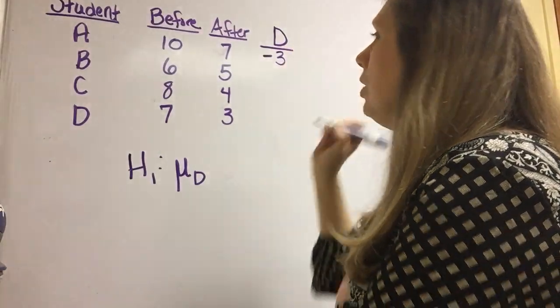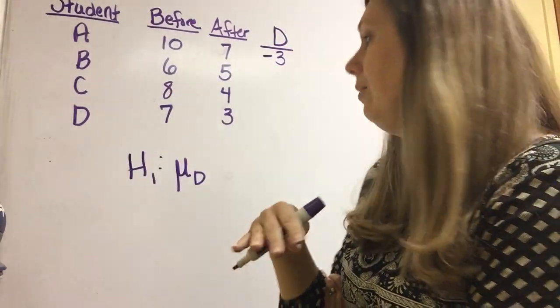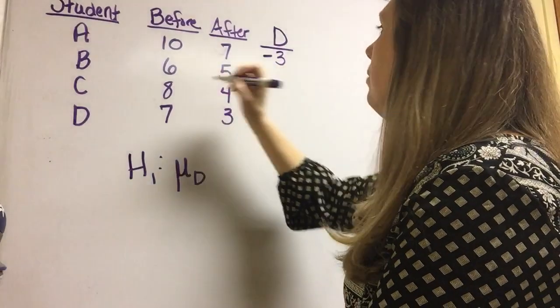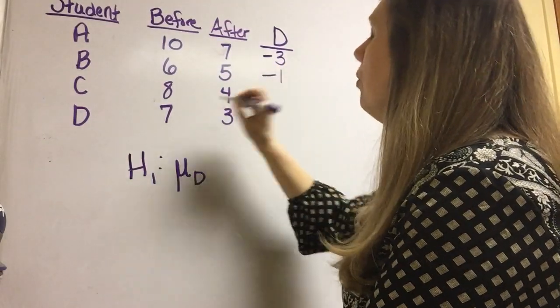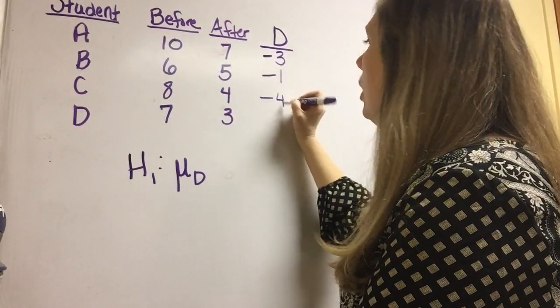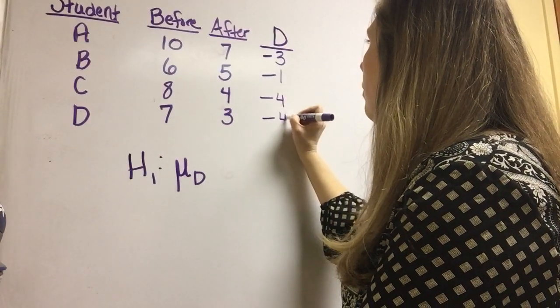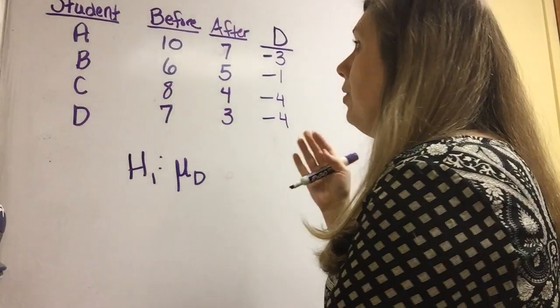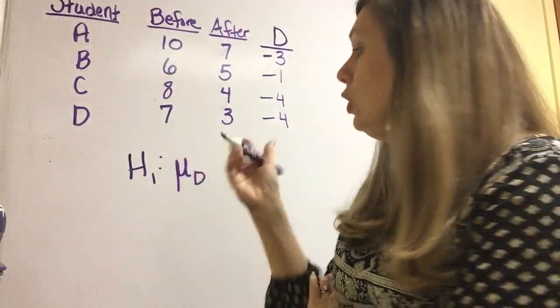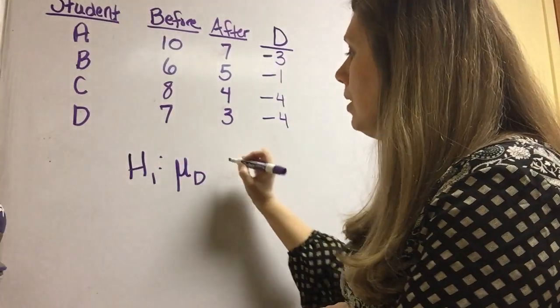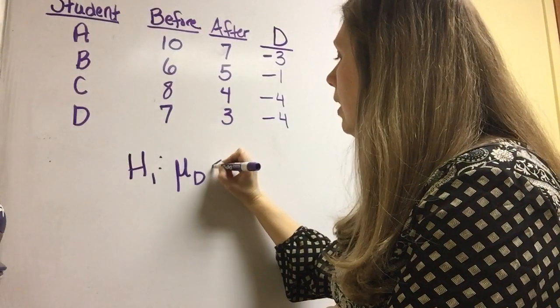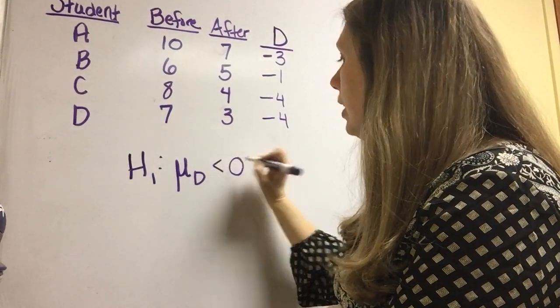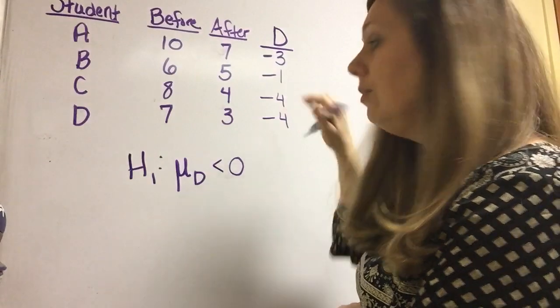So I'm going to say negative 3, and to me, that's communicating that they became less stressed after they came to see me. So 5 minus 6 is negative 1. 4 minus 8 is negative 4. 3 minus 7 is negative 4. Okay, so my difference scores are all negative. I know that that's what I'm expecting to have happen. So for my research hypothesis, I'm going to say the mean of the difference scores should be less than 0, because I expect these numbers to be negative.